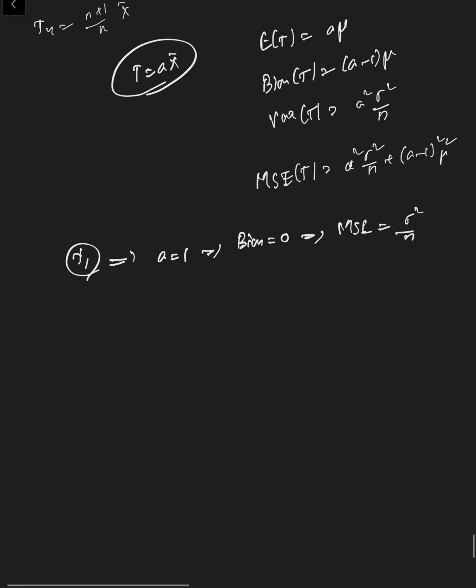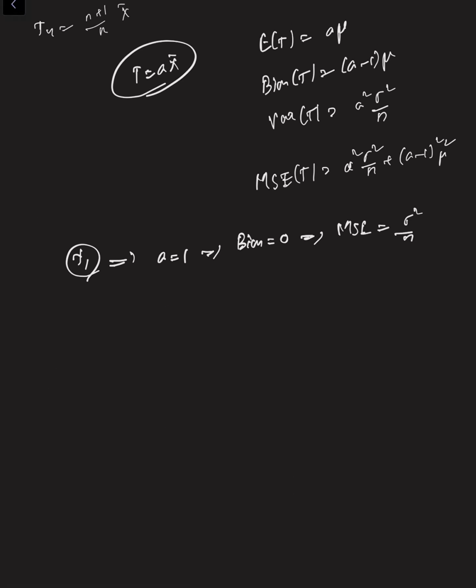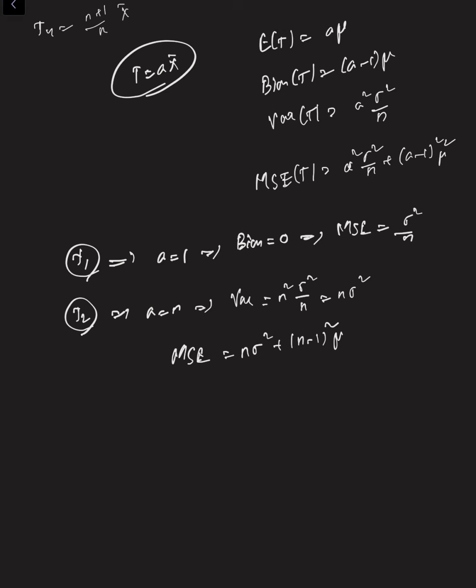Now if we consider option B, so A is nothing but n. So for T2, A is nothing but n. So that means variance is nothing but n square sigma square by n, which is n sigma square. So MSE is nothing but n sigma square plus n minus 1 whole square mu square.